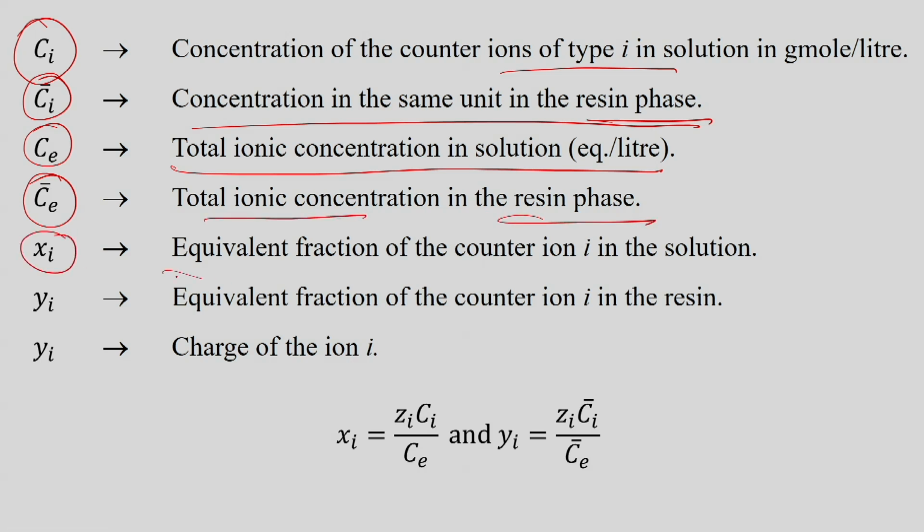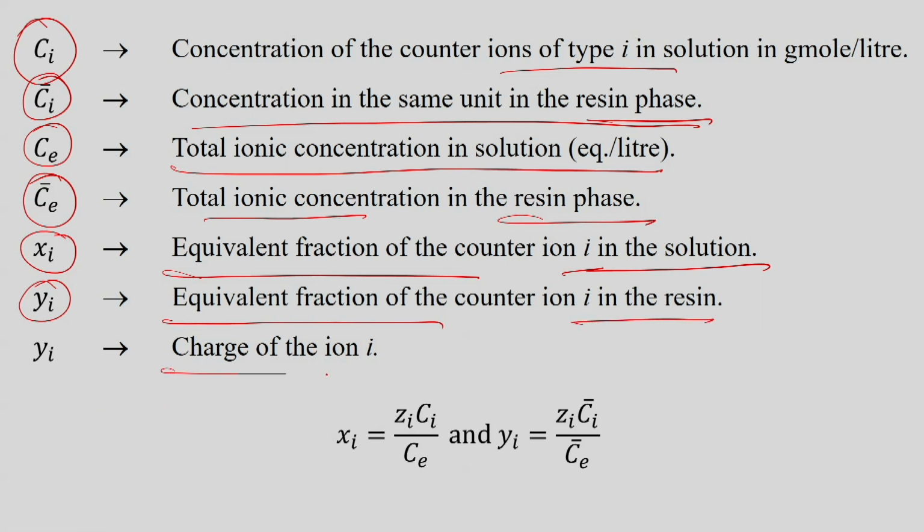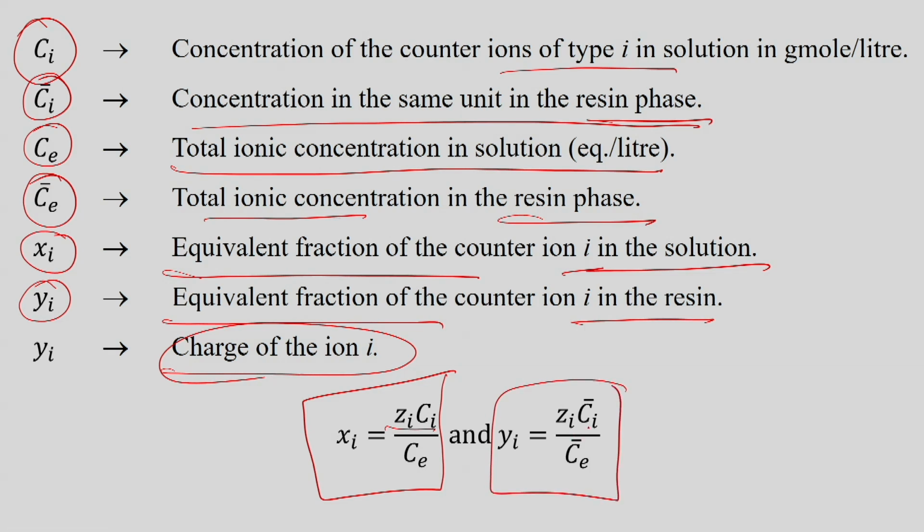X I is the equivalent fraction of the counter ion I in the solution, Y I is the equivalent fraction of the counter ion in the resin, and Z I is the charge of the ion I. So, X I is equal to Z I into C I by C E, and Y I is equal to Z I into C I bar by C E bar. So, these are the two parameters we need to calculate for this ion exchange equilibrium.